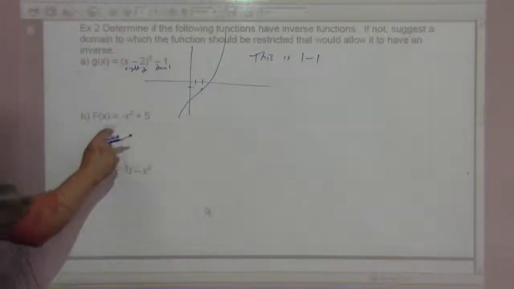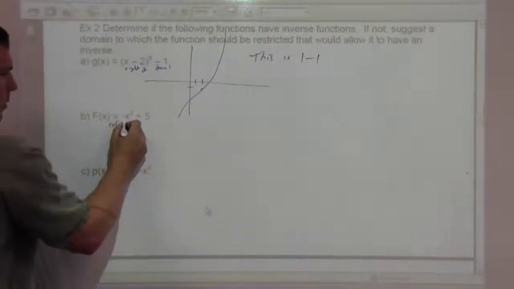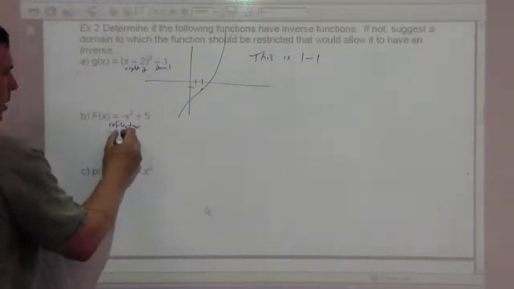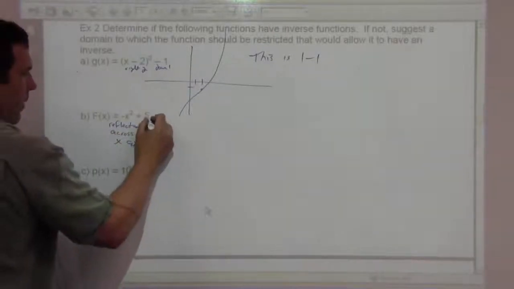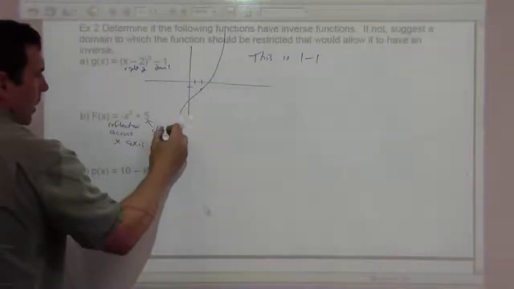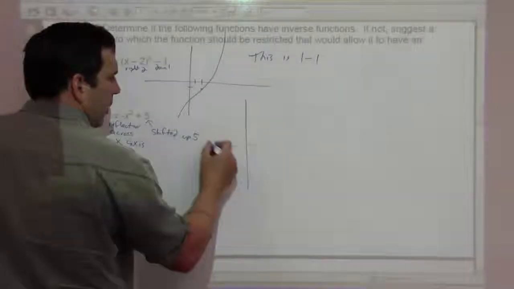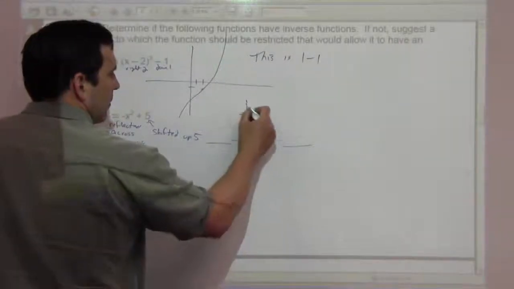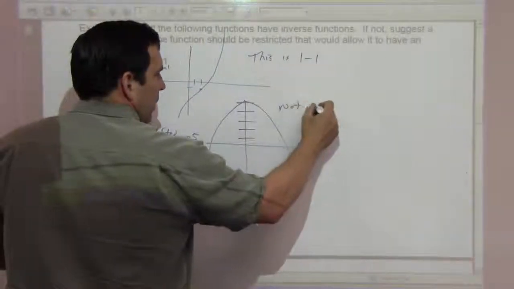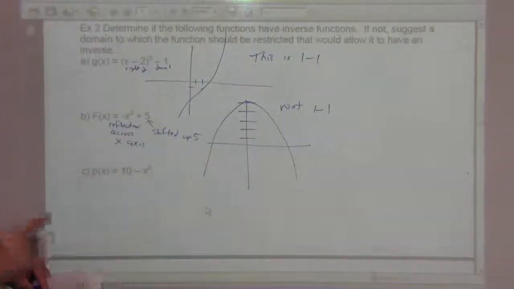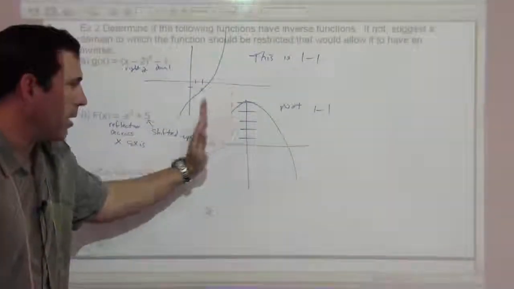Now the next one, however, because the negative is out in front, this is reflected across the x-axis, and the plus 5 means it's shifted up. So if we looked at that as a graph, it's going to be coming up here, like that. So this is not one-to-one. But we can restrict the domain. We can cut out the part that mirrors it, which is right there. We can cut that off.